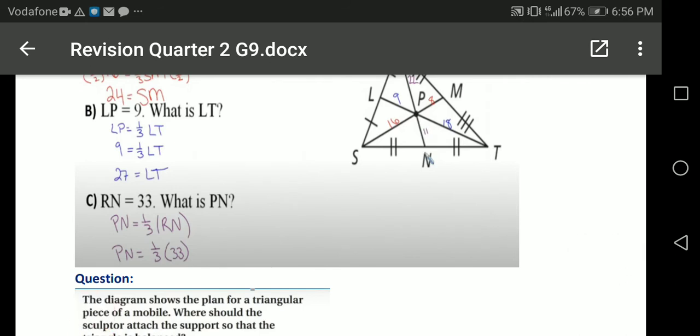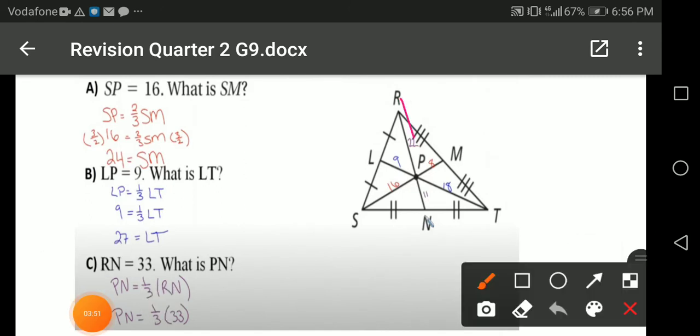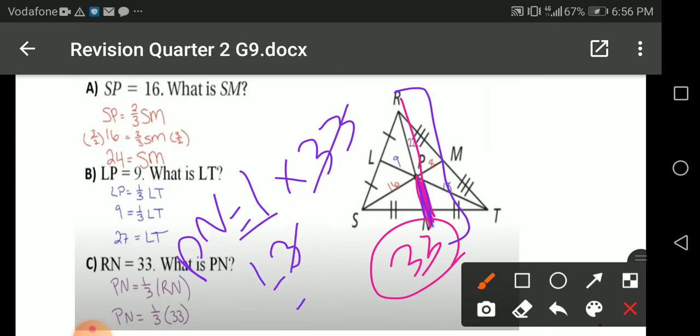What about PN? He gives me RN 33. So where is RN here? This one, guys. RN here, all of this segment, is 33. And he asks me about PN. Where is PN? This small part. So for the small one I have to use the third. PN equals a third of the total. The total is 33, so a third of 33. How can I solve it? 33 divided by 3 is 11. So PN is 11.